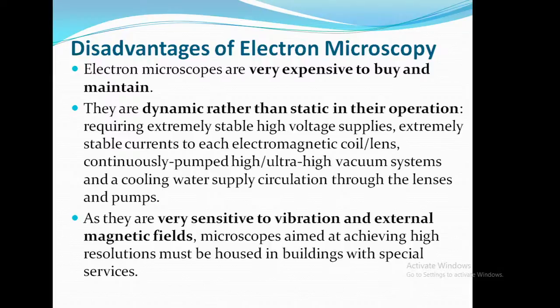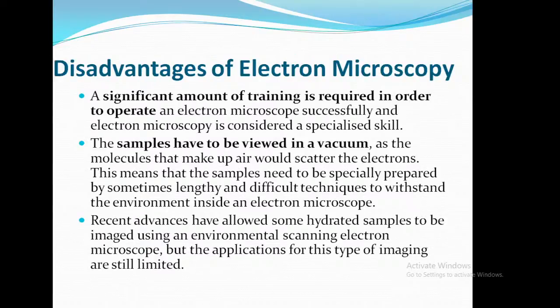Microscopes aiming to achieve high resolution must be housed in buildings with special services. So this is also one of the disadvantages of the electron microscope. Next, a significant amount of training is required in order to operate an electron microscope successfully, and it is considered a specialized skill.